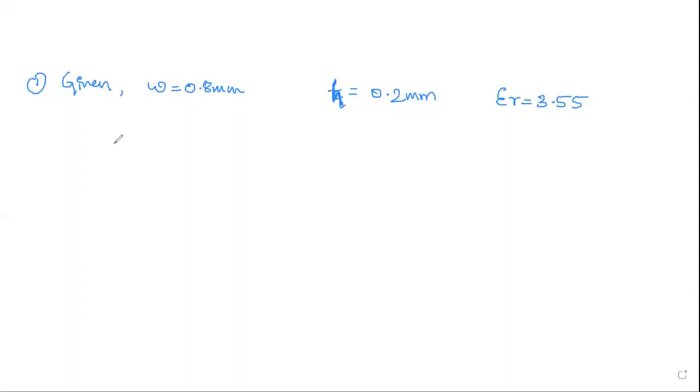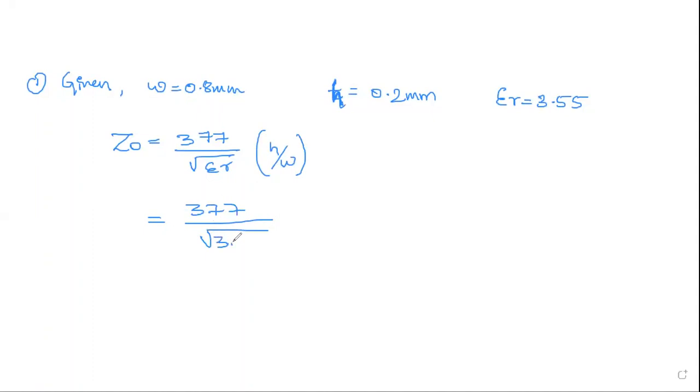In the question, check it is given wide microstrip line. The formula of wide microstrip line characteristic impedance is Z0 is equal to 377 divided by square root of epsilon r times h by w. Just substitute directly the parameters which are given. 377 over square root of 3.55, h is 0.2 millimeter divided by 0.8 millimeter. Tell me the answer. How much is the characteristic impedance?